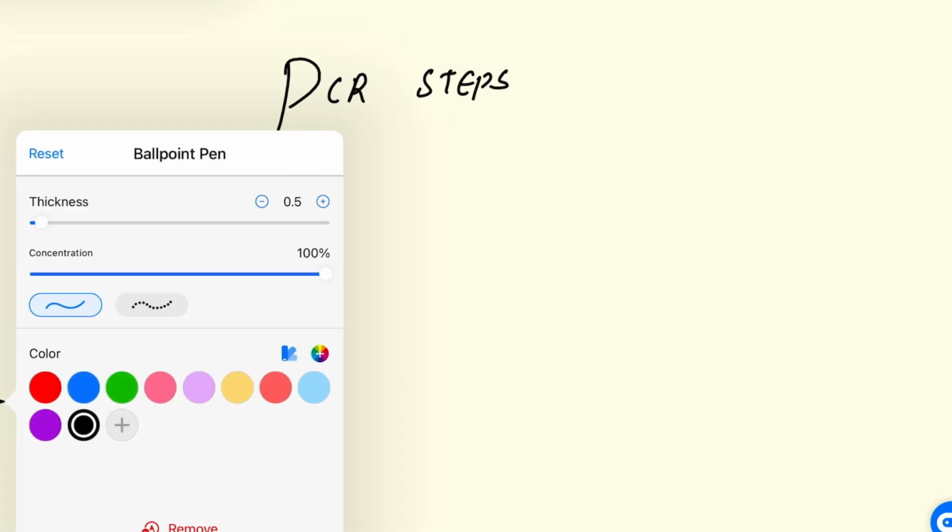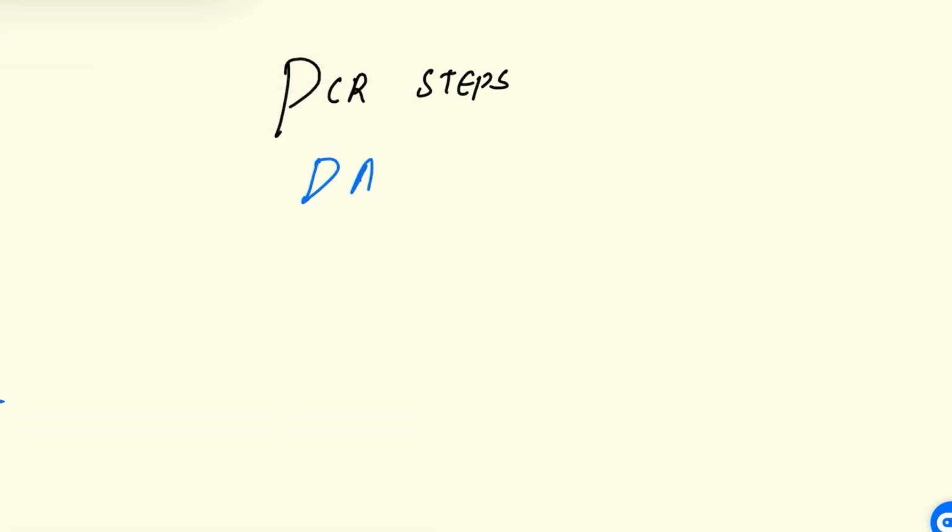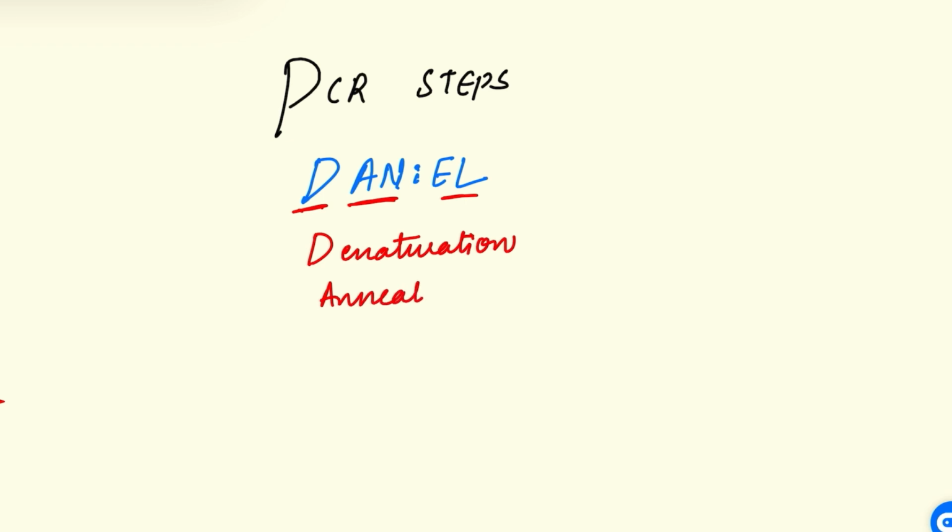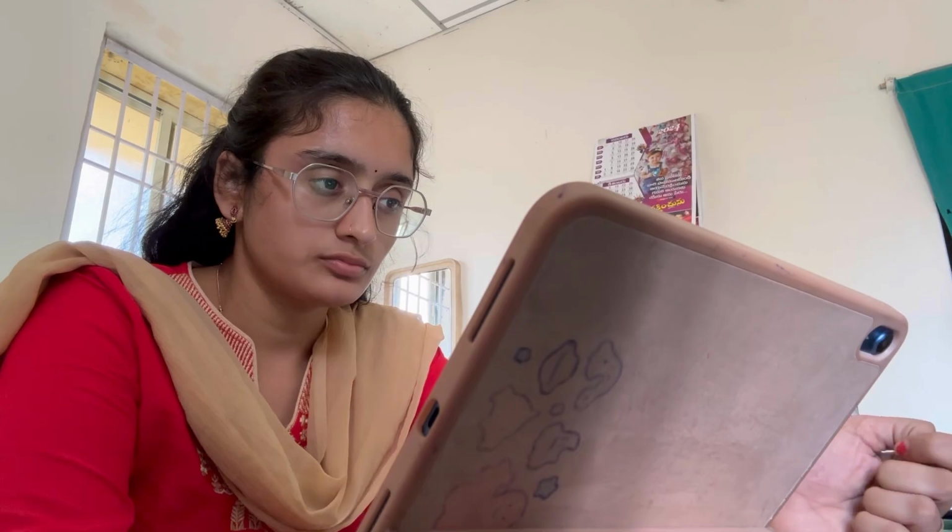And lastly, PCR steps are a little bit confusing for me. So I kept it like Daniel: D for denaturation, AN for annealing, and EL for elongation. I hope these mnemonics will be useful to you. If not, just leave it here.